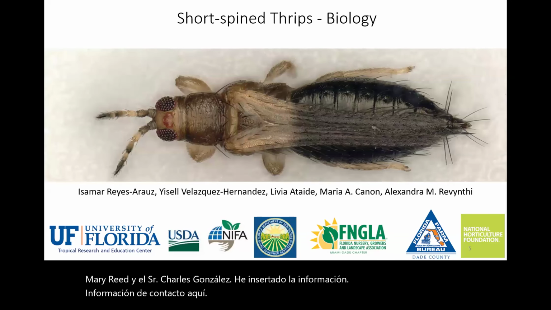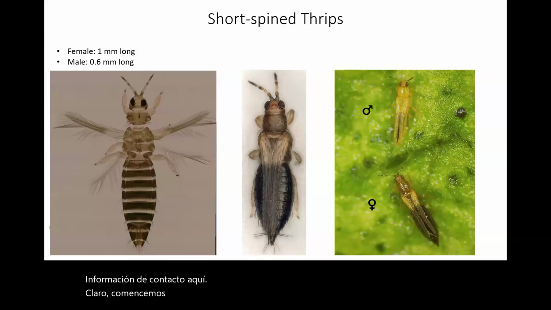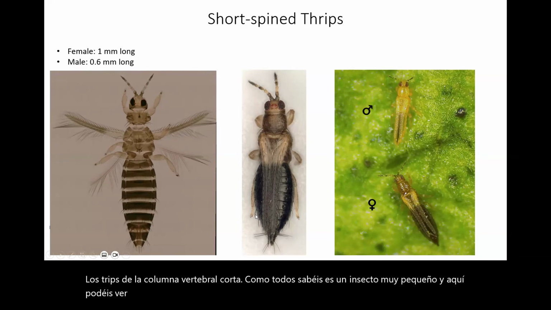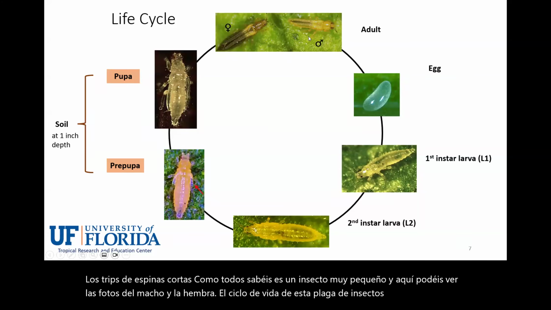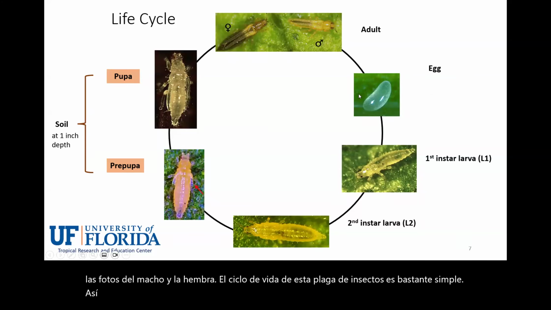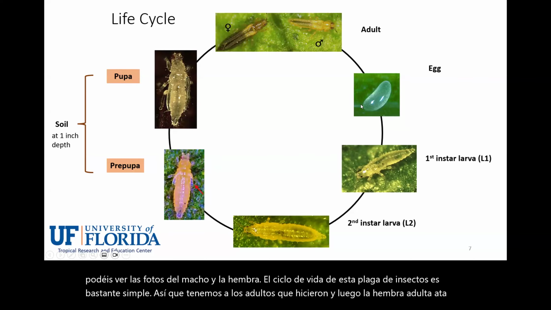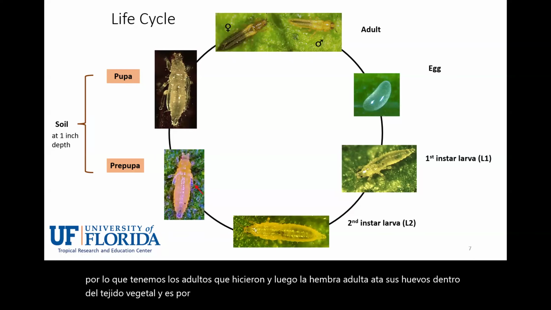So let's start with the biology. The short spine thrips, as you all know, is a very small insect, and here you can see the pictures of the male and the female. The life cycle of this insect pest is fairly simple. We have the adults that mate, and then the adult female lays her eggs inside the plant tissue, and this is why we cannot actually detect the eggs.